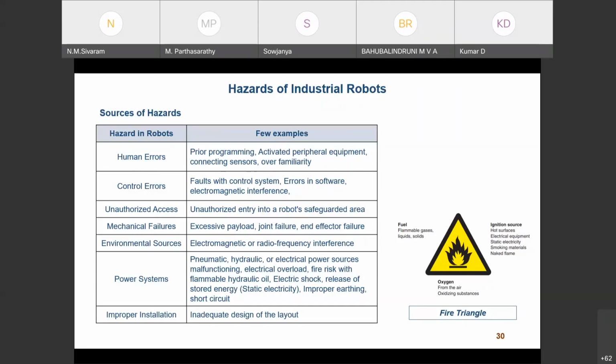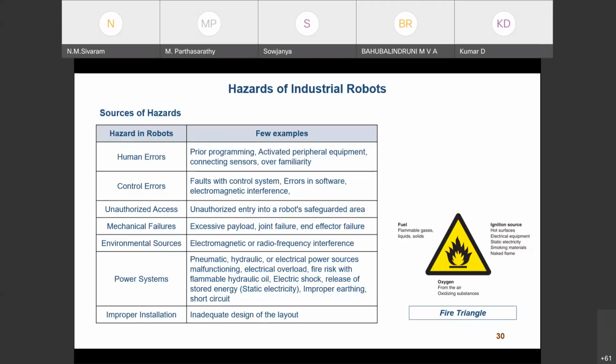And control errors: faults with the control system, again some failure in the sensors, some failure in the end effectors, some errors in the software, electromagnetic interference. The electromagnetic interference in the sense that when you are using some mechanical limit switches, there should be some electrical current passing into them. Only then will the limit switch function properly. So when there is some malfunctioning of the equipment, or electromagnetic interference from nearby equipment, it may also affect your robot. That comes under control errors.